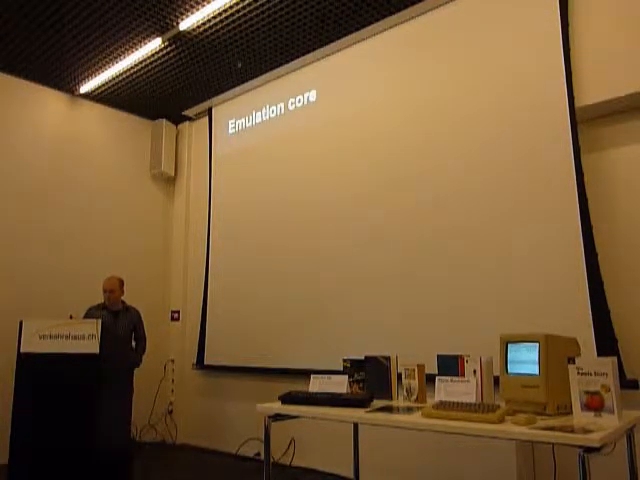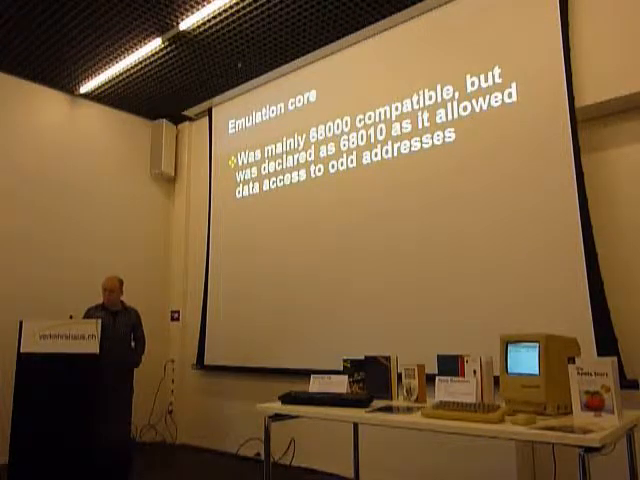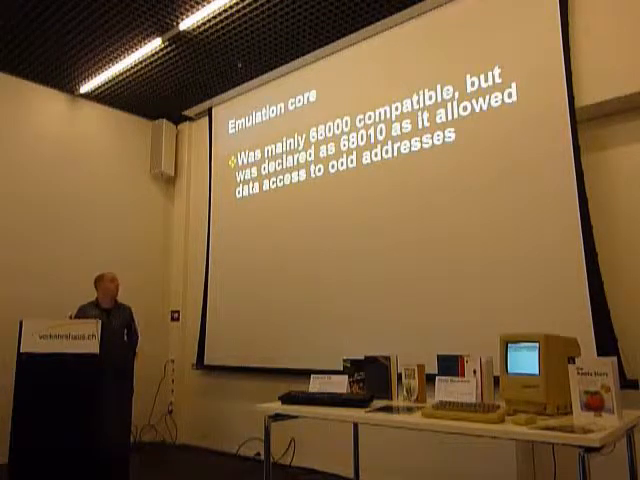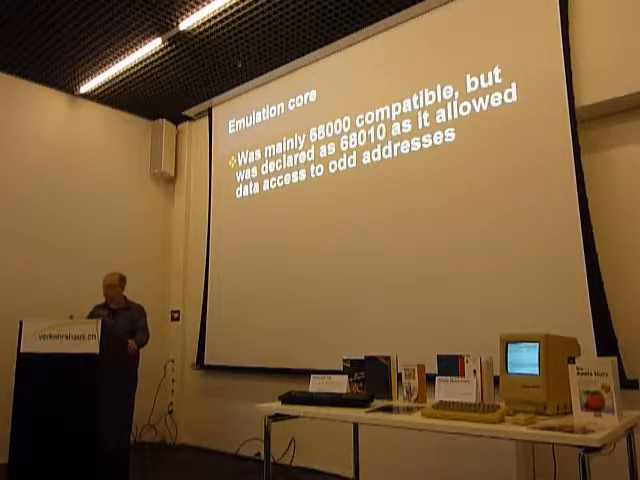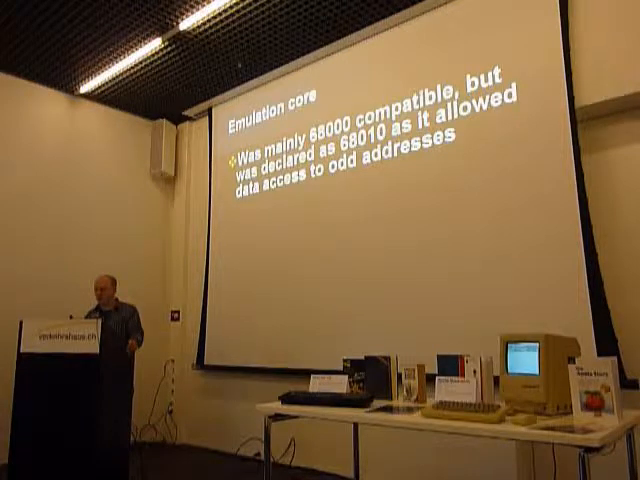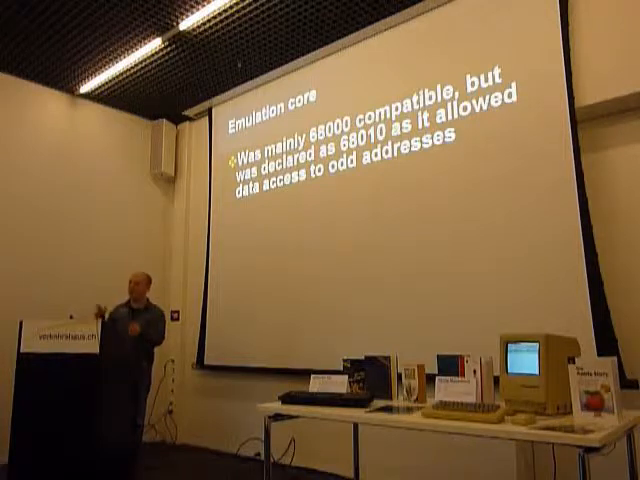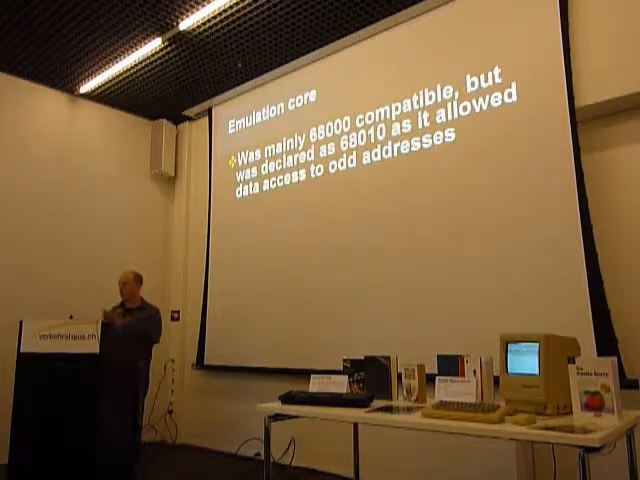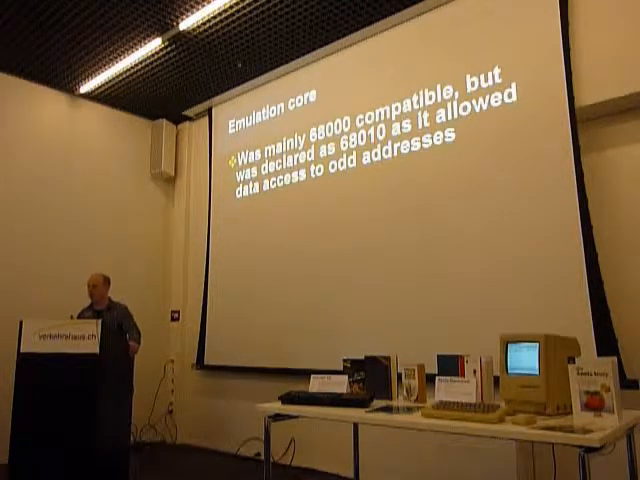Some words about the emulation core. It was in the beginning 68000 compatible, but told itself that it was a 68010 for one reason: the 68000 couldn't do reads and writes at odd memory addresses. So at address 0 it could, at address 1 it couldn't. And if I wanted to implement that, I would have to check every memory address, and there are millions per second, if it is odd or even. And I didn't really want to do that.